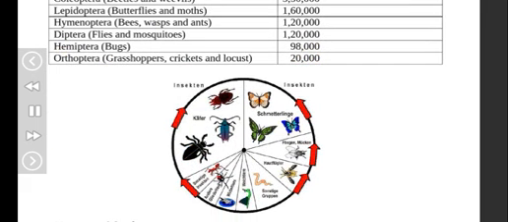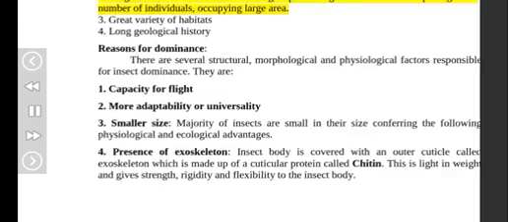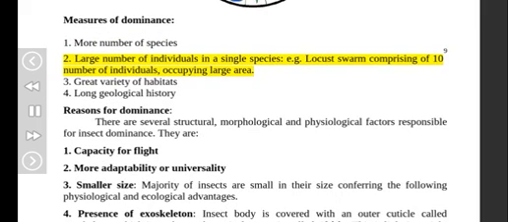Measures of dominance. 1. More number of species. 2. Large number of individuals in a single species, e.g. locust swarm comprising of a huge number of individuals, occupying large area. 3. Great variety of habitats. 4. Long geological history.